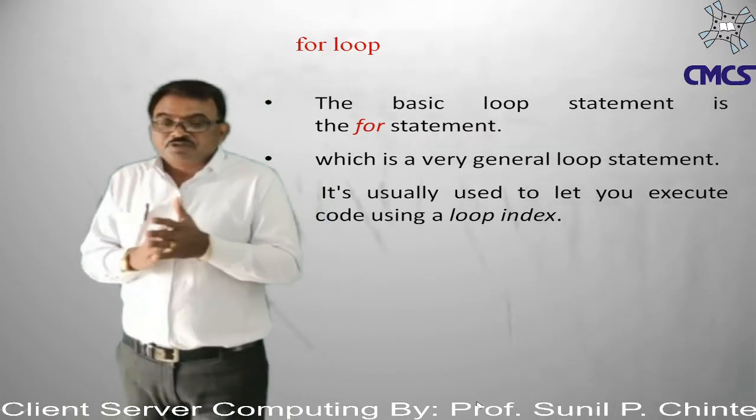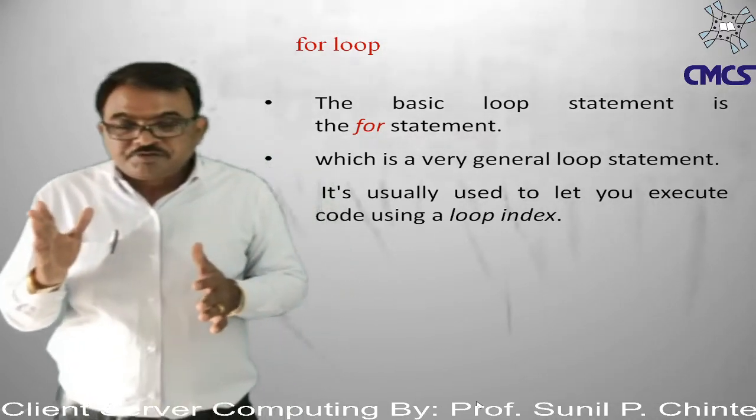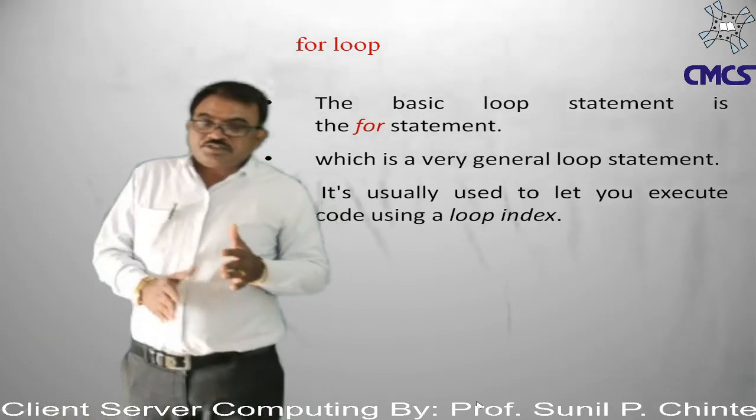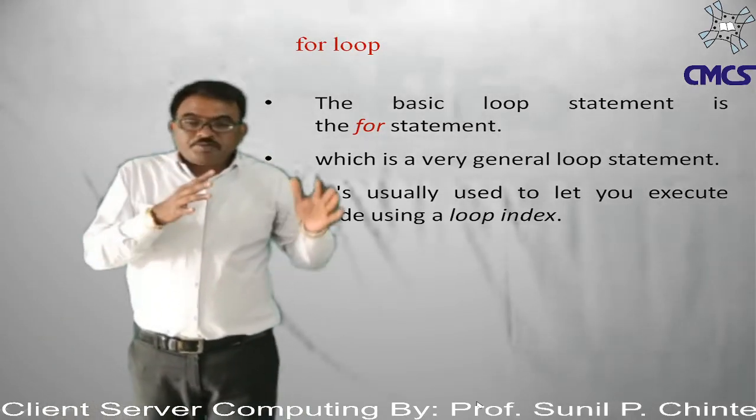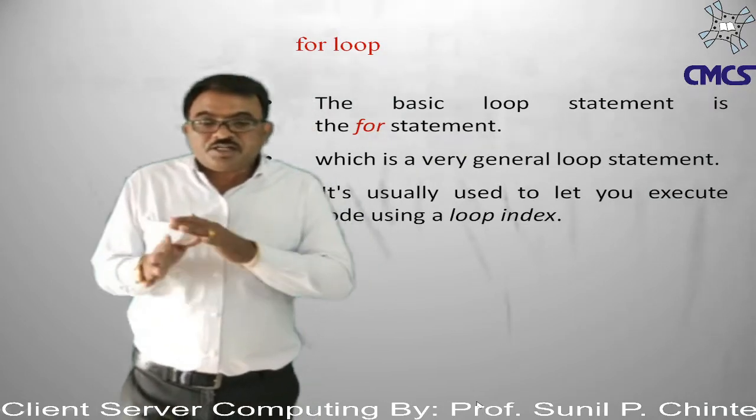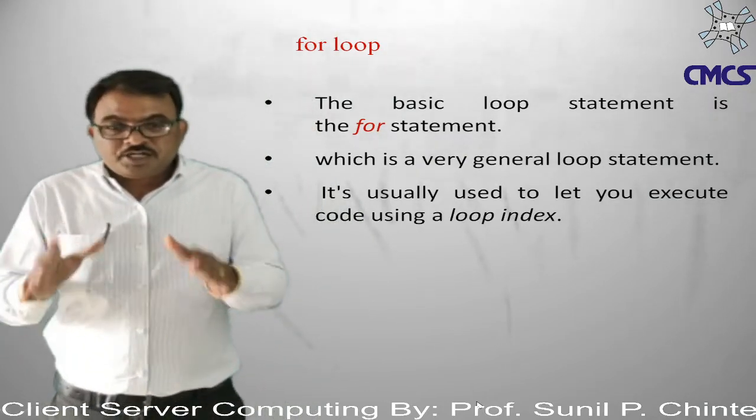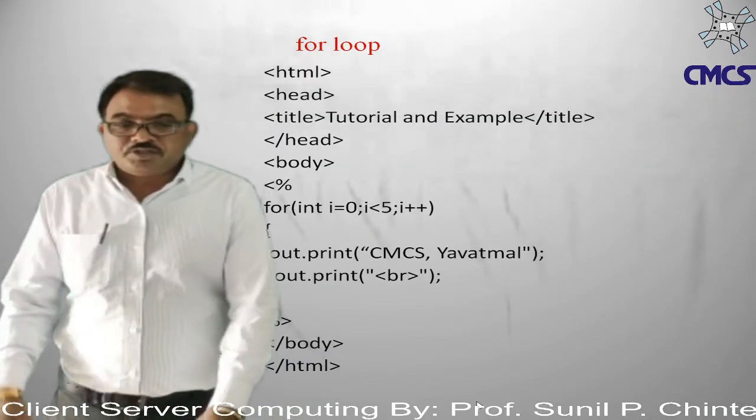So in for loops we place the initialization, condition and the increment or decrement of the counter in the same line. Okay, so let's see the for loop with an example.